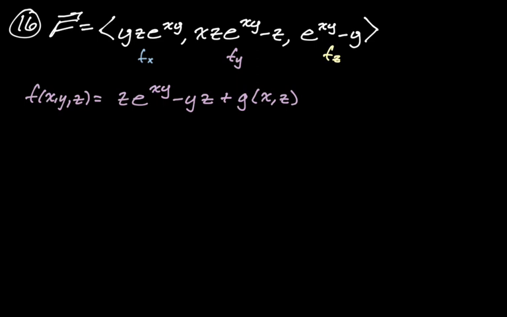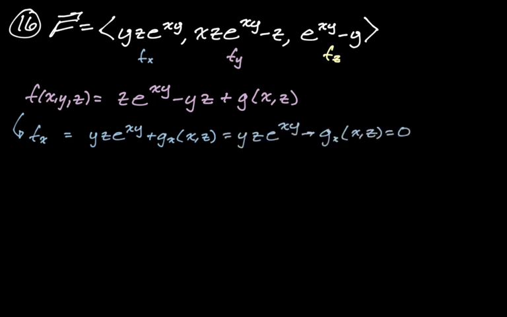So partial x of this thing gives me yz e to the xy plus partial x, so there's no x's in yz, so that derivative is 0, plus partial x of xz. All right, compare to what we think partial x is, which is yz e to the xy. So that would mean, because they match up, that partial x of g is just 0, which means we can update what we think our potential function is.